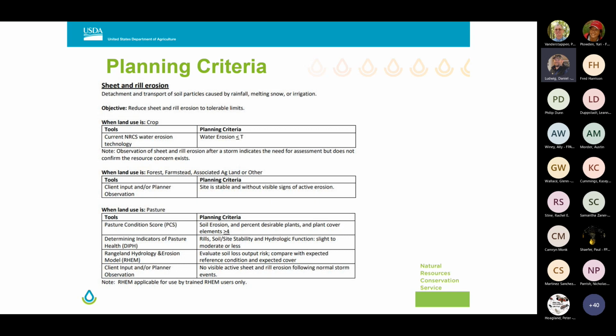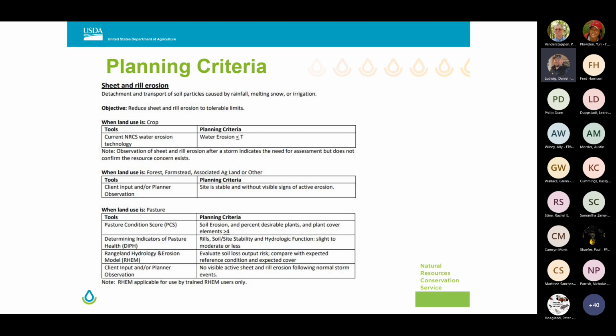So, if you go out to a farm, you've run RUSLE2 in the beginning, it all checks out fine, but then you see evidence of that sheet and rill erosion, just because your RUSLE meets, your visual observation is going to trump that because you've actually seen it out there.